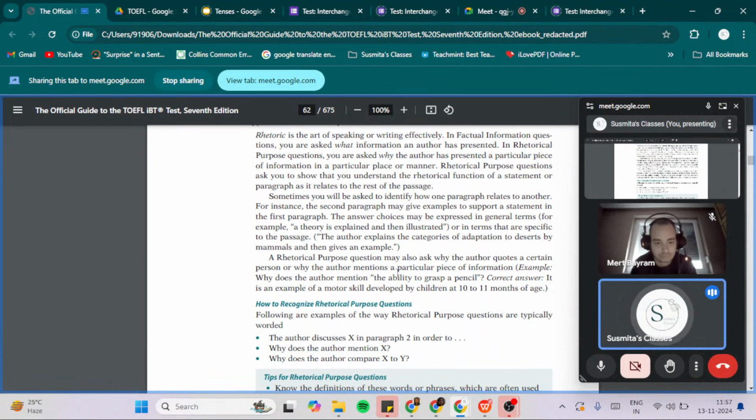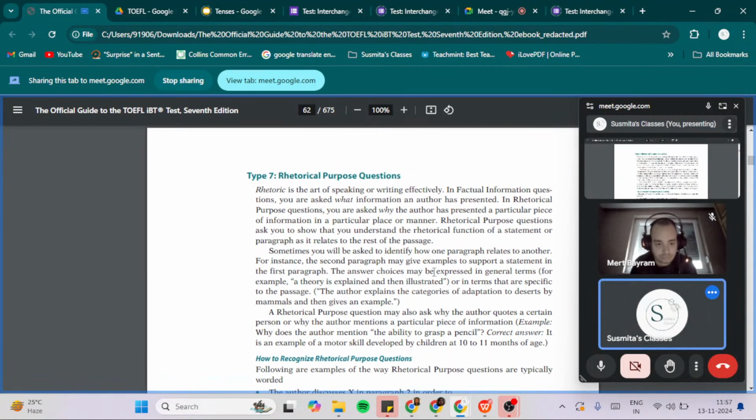Okay, next we have rhetorical purpose question. Now rhetorical purpose question, rhetoric is basically when you speak or write effectively. It's the art of writing or speaking effectively. Now in factual information question, we are usually asked what information the author has presented. Correct. Now in rhetorical question, you are asked why the author has presented a particular piece of information in a particular place or manner.